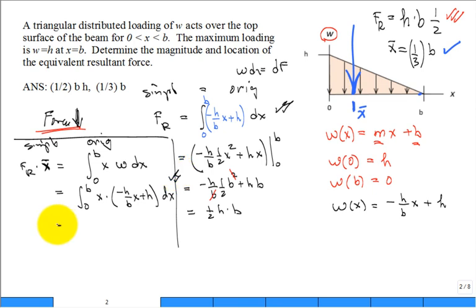All right, well, fine. So this would be negative h over b times 1/3 x cubed plus h times 1/2 x squared, that whole thing evaluated 0 to b. I pause and I look at that. Am I on, or did I make a mistake? Which is it?